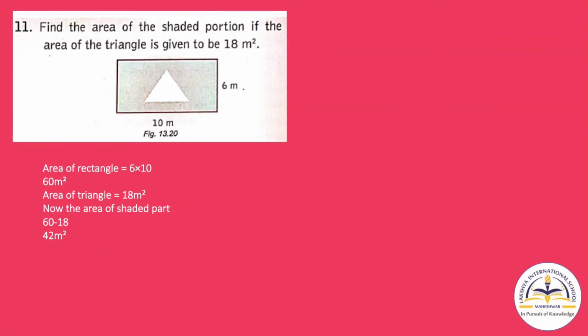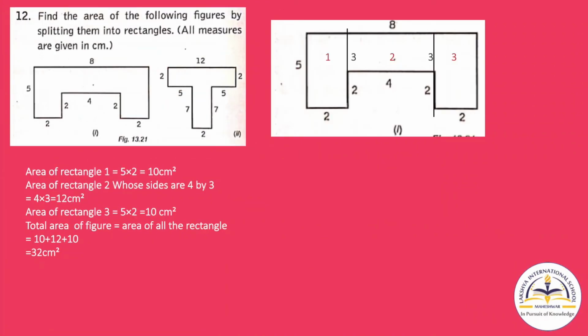Now question number 11, find the area of the shaded portion if the area of triangle is given to be 18 meter square. Now area of rectangle 6 and 10 multiply, 60 meter square. Now area of triangle equals 18 meter square, this is given. Now you have to subtract them, that is 60 minus 18, that will be equal to 42 meter square.